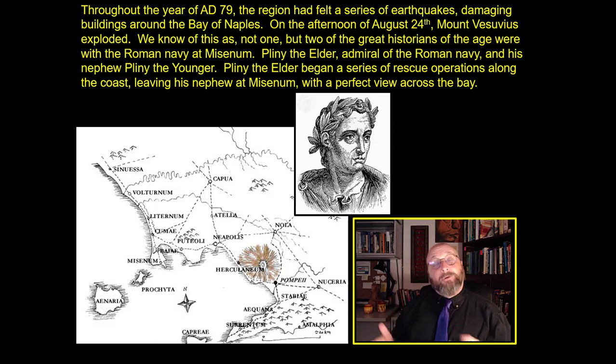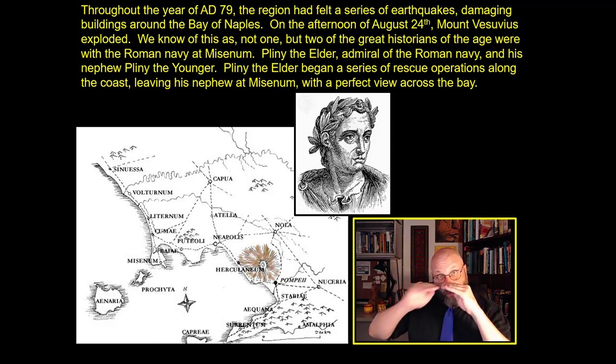There was Pliny the Elder, who was a senator and in fact an admiral of the Roman Navy, or the Roman equivalent of an admiral. And his nephew, that's that fellow right there, that is Pliny the Younger. Now, Pliny the Elder immediately begins a series of rescue operations around the bay, and he leaves his nephew, Pliny the Younger, at the naval base at Misenum.